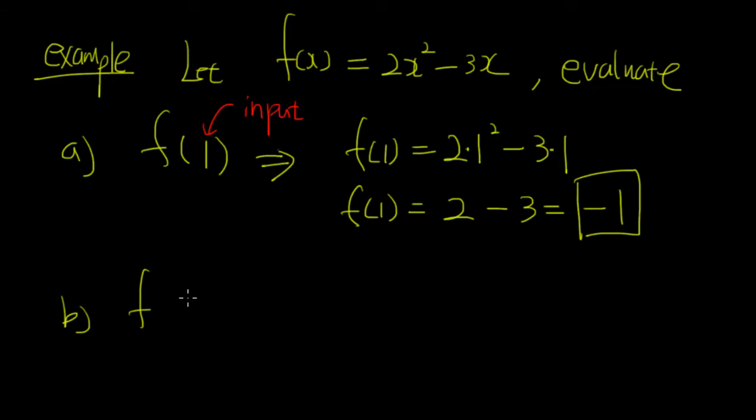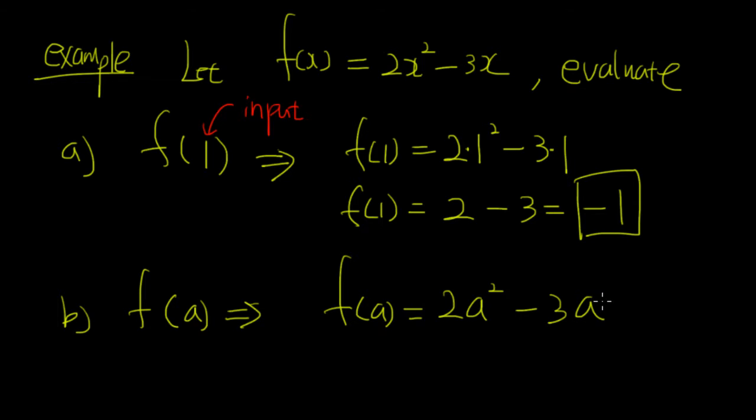Now, what about f of a? Take your time and think about this. What is f of a going to be? What's our input value? It used to be x. Now our input value is not x, but a. So this is easy too. All we need to do is replace x by a. So it'll be 2a squared minus 3a. That's it.